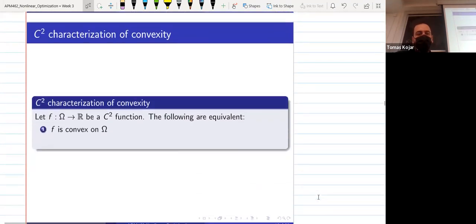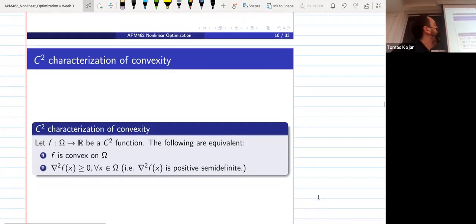So your function is convex if and only if the Hessian is positive semi-definite. Semi-definite because you allow it to be 0. The 0 function is convex. So any constant function is convex. So any linear function is convex. So we allow 0, right?